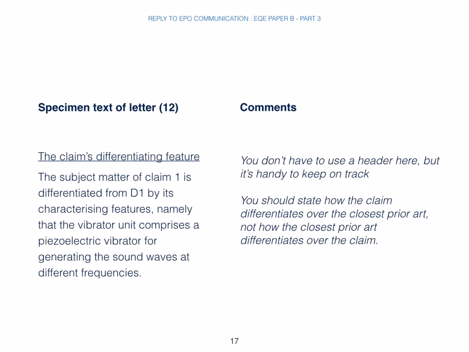We now turn to the claim's differentiating feature. The subject matter of claim 1 is differentiated from D1 or differs from E1 by its characterizing features, namely that the vibrator unit comprises a piezoelectric vibrator for generating the sound waves at different frequencies. You don't have to use a header for the differentiating feature, but it can be useful to keep on track. You should state how the claim differentiates over the prior art and not how the prior art differentiates over the claim. Next, then, is the technical effect associated with the difference.